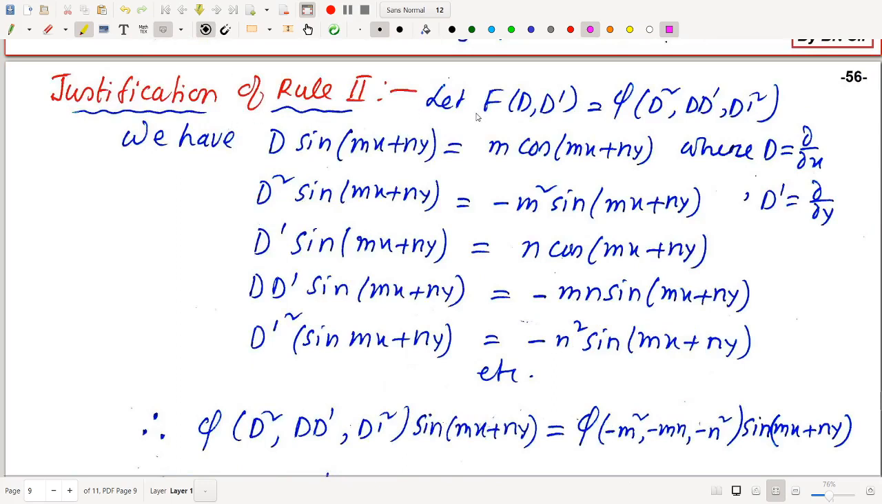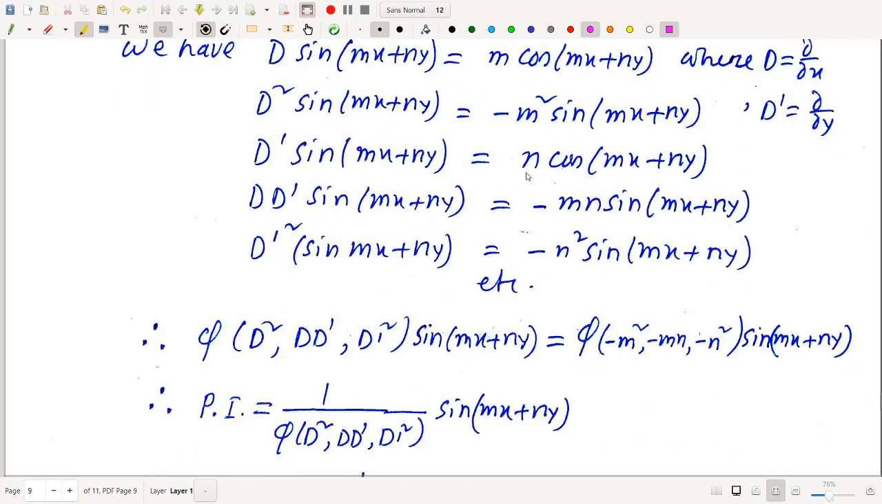Justification of rule 2, sin mx plus ny or cos. So in rule 2 we assume f of D comma D dash is phi of D square comma D dash square, even second-order terms, every term is of second degree. Okay, we have D sin of mx plus ny is the derivative of sine with respect to x, cos mx plus ny into m, the coefficient of x being m. Then D square means second derivative. Again, if we differentiate, cos will become minus sine, another m will be coming, so minus m square.